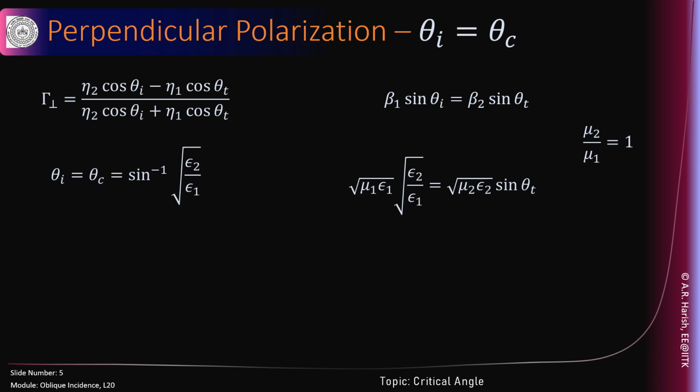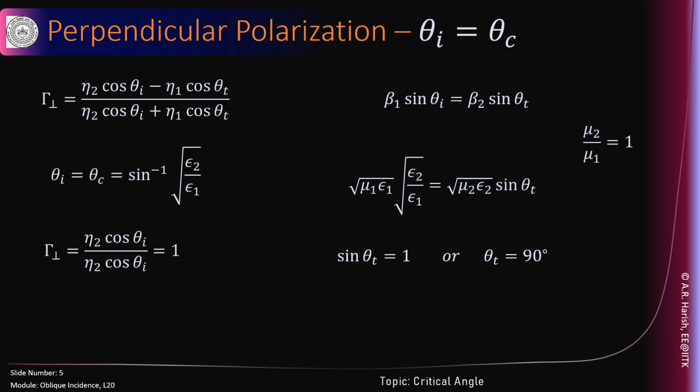Now we ask the question, what is theta t when theta I is equal to theta c, that is sine theta I is equal to sine theta c. What we get is sine theta t turns out to be equal to 1, or theta t will be 90 degrees. So if a wave is incident at the critical angle, the transmitted wave will be making an angle of 90 degrees with respect to the normal. That means it will go grazing along the interface.